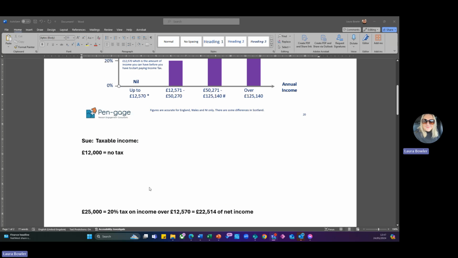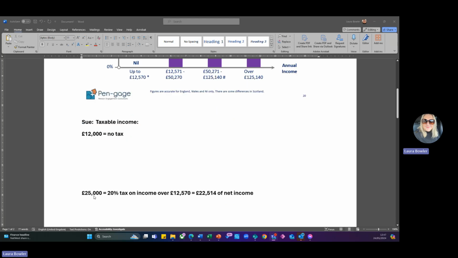Let's have a look at another example for Sue. Let's say she now receives £25,000 of income. We know that anything up to 12,570, we will pay no tax on. But as we can see from our chart, anything over the 12,570 is taxable at 20%. So that means for an income of £25,000, the net income after we've deducted tax is 22,514. So we're only paying 20% tax on the bit from 12,570 up to the 25,000.